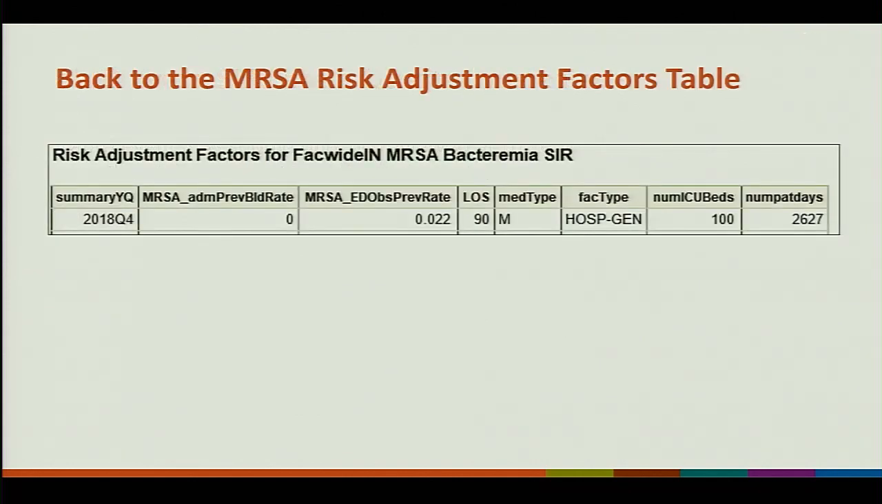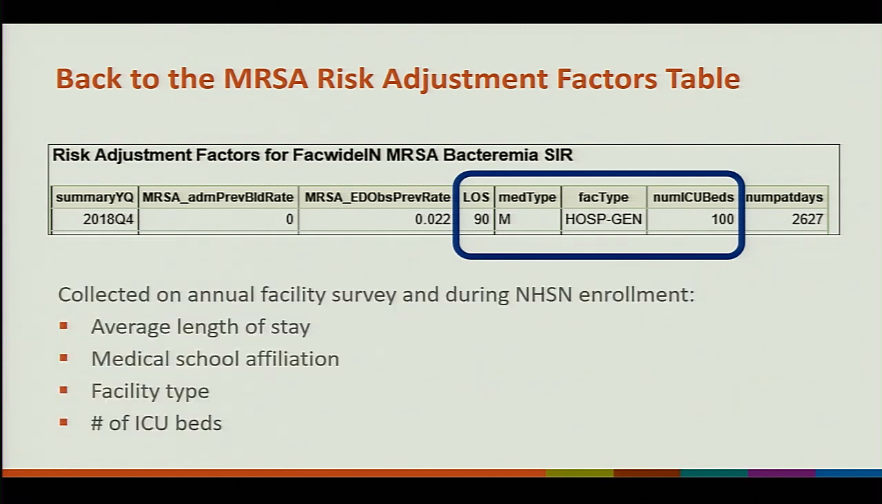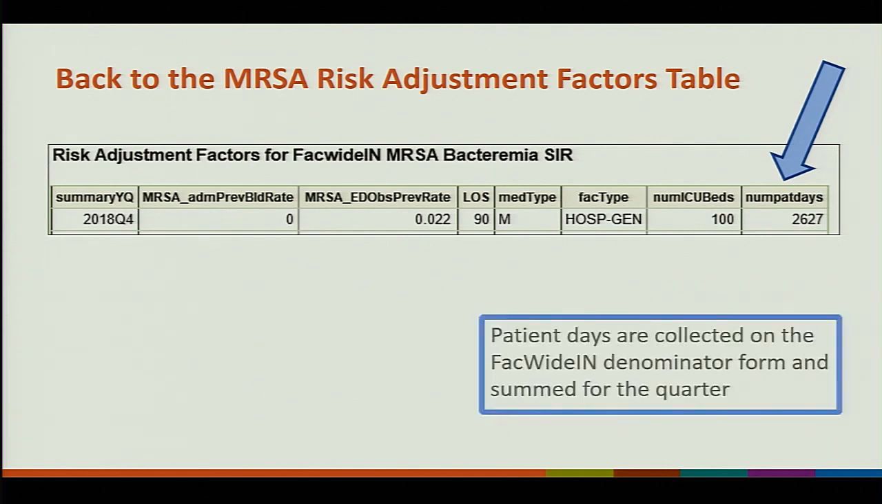Okay, so back to our risk adjustment factors table. Our next variables, we have 4 different values that are taken from the annual survey or from NHSN enrollment data. So the SIR looks at the average length of stay, your medical school affiliation, your type of facility, and the number of ICU beds. In addition, the last variable is the number of patient days. Okay, so patient days are collected on the FACWIDE and denominator form, and they are summed for the quarter, and then that variable is used for risk adjustment.